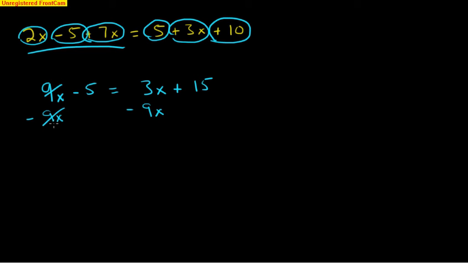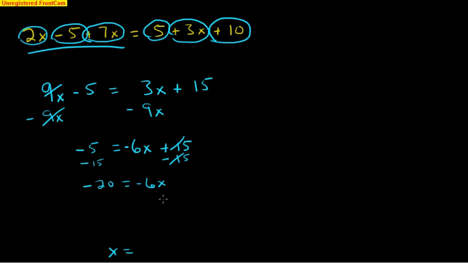Positive 9x, negative 9x equals 0. So we've got negative 5 equals, now here I've got negative 6x. See, I've got a negative form of x, which I avoid when I can, but let's do one like this. Goal is x by itself. We don't have that. We need to subtract 15 from both sides. We've got negative 20 equals negative 6x.